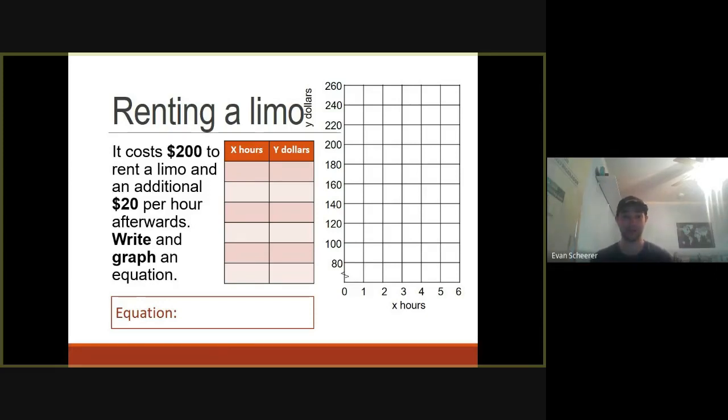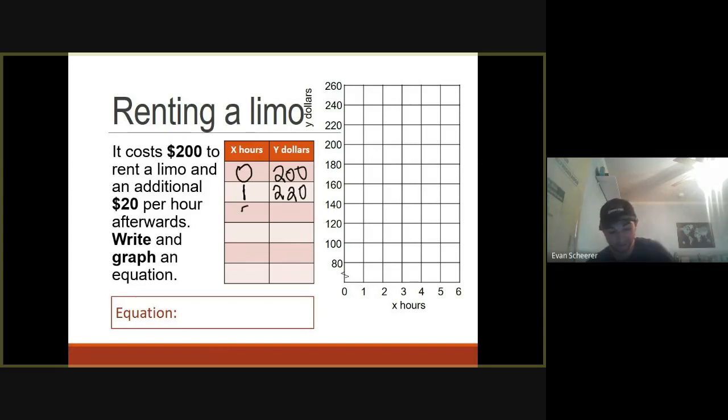You're paying already, right? So it's $200 to rent a limo. That's the front cost. Just to get in the limo costs $200. So that means if you go in the limo for 0 hours, you're still spending $200, right? It doesn't matter if you go in. However, if you go in the limo for 1 hour, it's an additional $20 per hour, right? So that means it's not $200, it's now $220.